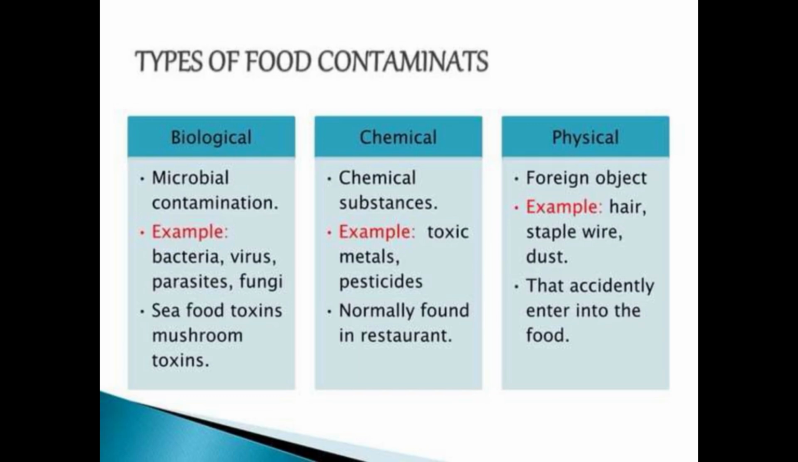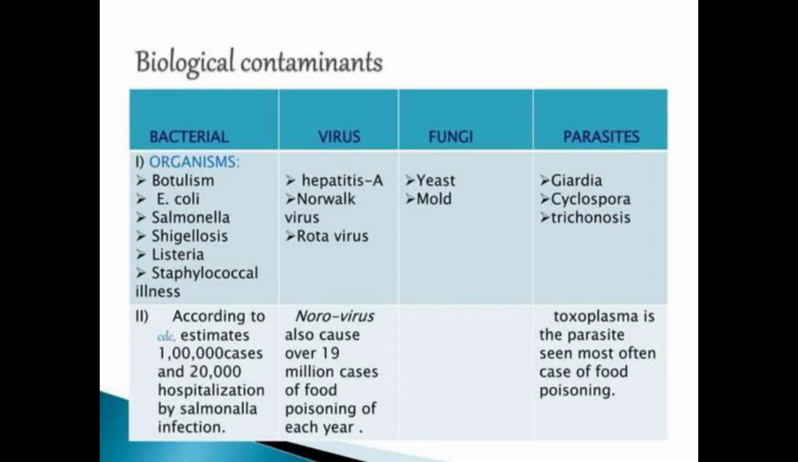There are biological, chemical, and physical types. These are the types of food contaminants. And these are the biological contaminants. You all know bacteria, which cause botulism, E. coli, salmonella, shigellosis.